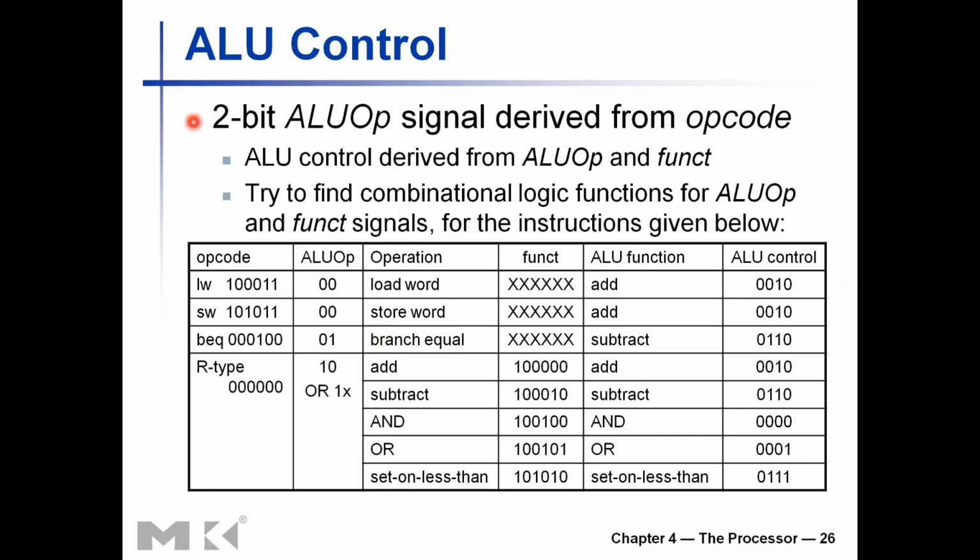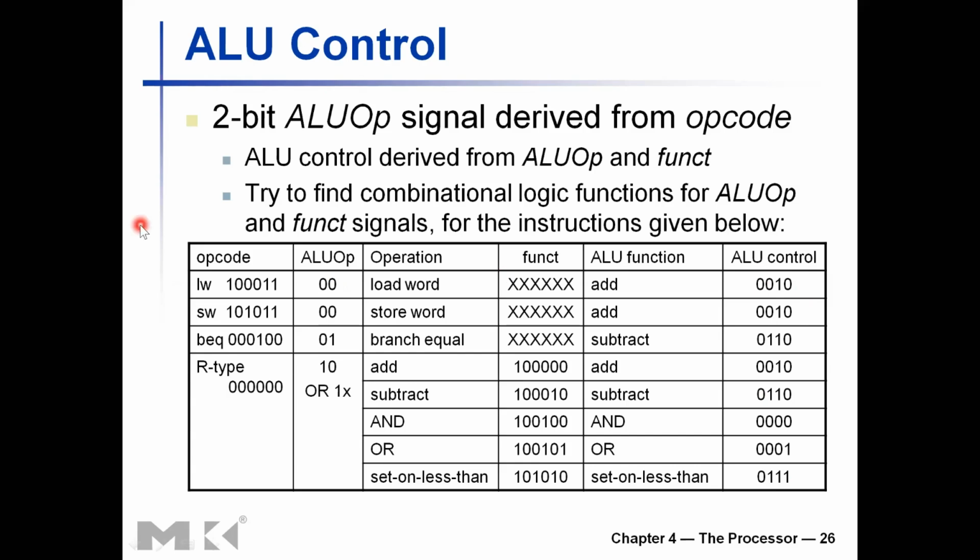First of all, we are going to do this in 2 stages. In the first stage, what the control unit will do is generate a 2-bit signal called ALU op to decide what categories of function the ALU will be handling. Then that ALU op signal, along with the function code from R-type instructions, can be used to generate the actual ALU control signal that we saw before.